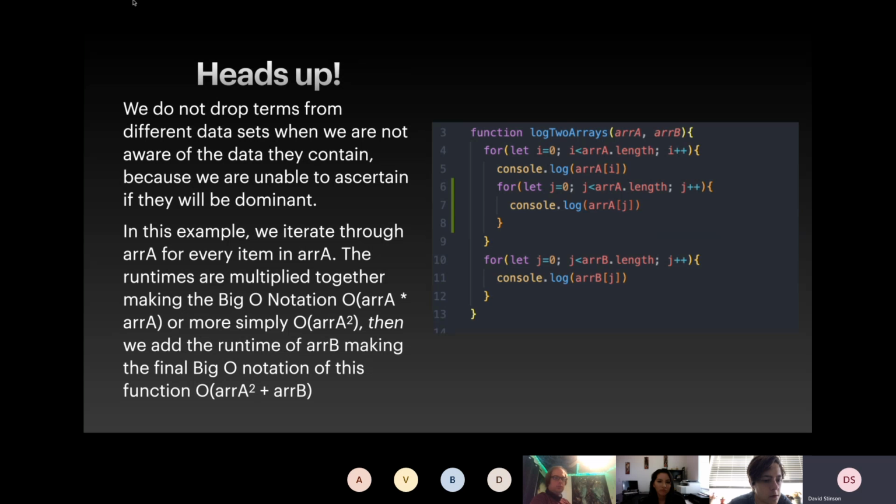That's basically what this is saying. So it's n squared plus n? Essentially, yeah. That's kind of what this would look like. But normally, since n would be a non-dominant term, we would drop the n, so it would just be n squared. But since we're dealing with two sets of data and we don't necessarily know how big each data set is in relation to one another, we keep both of them.